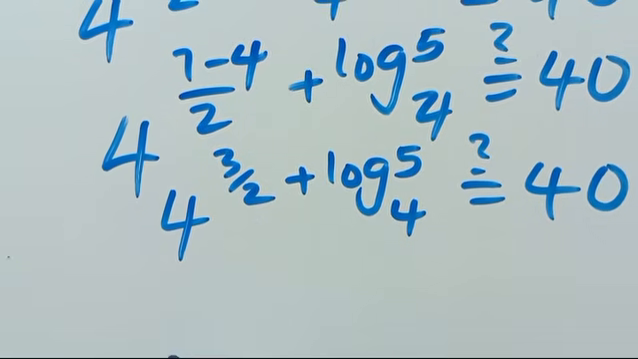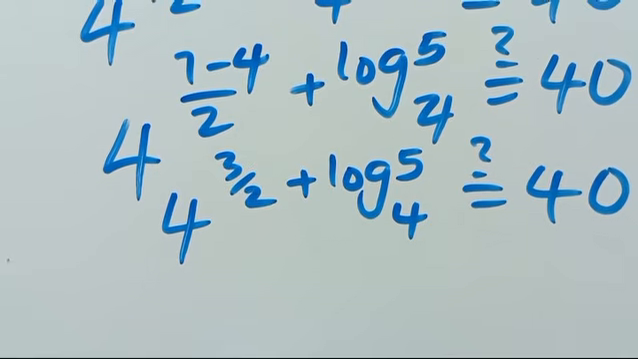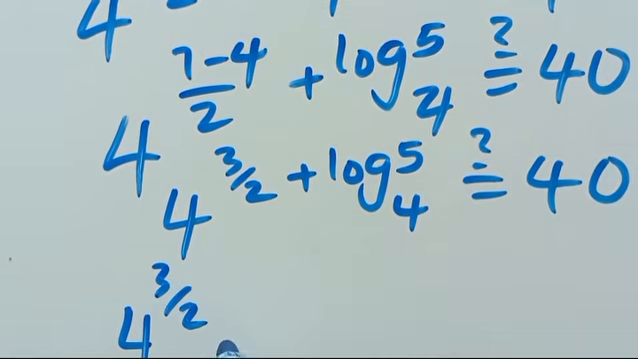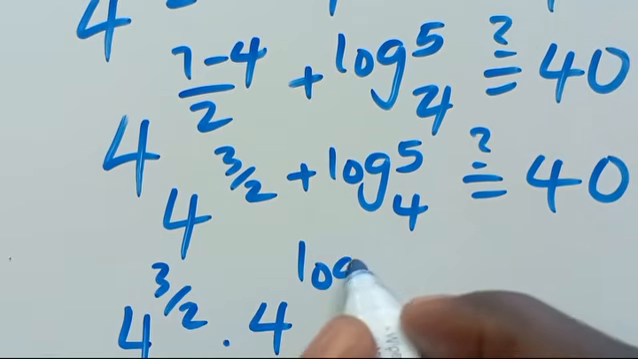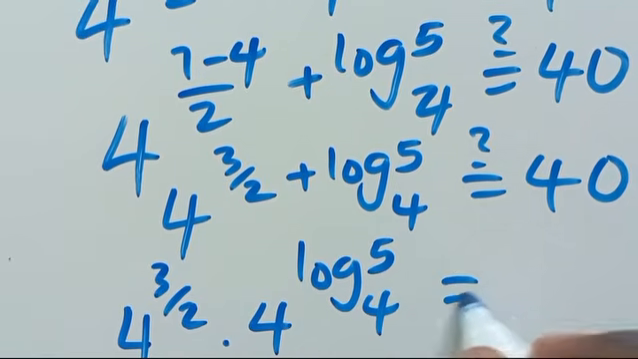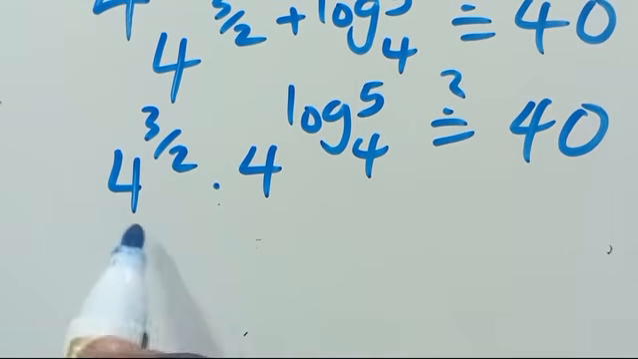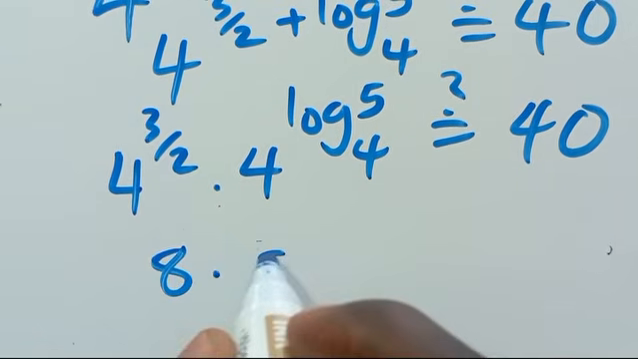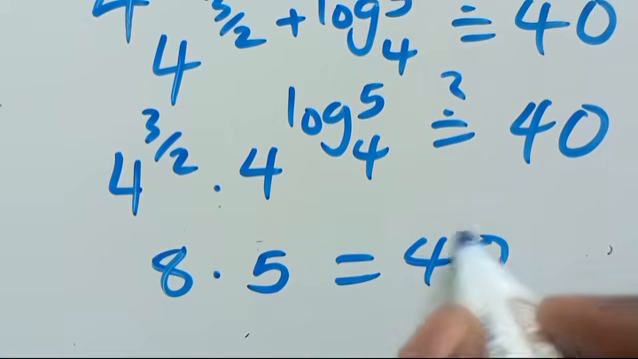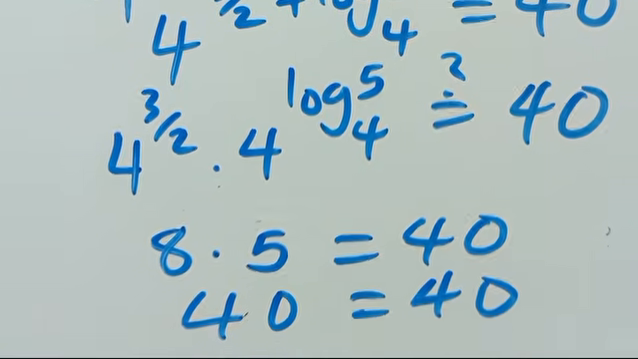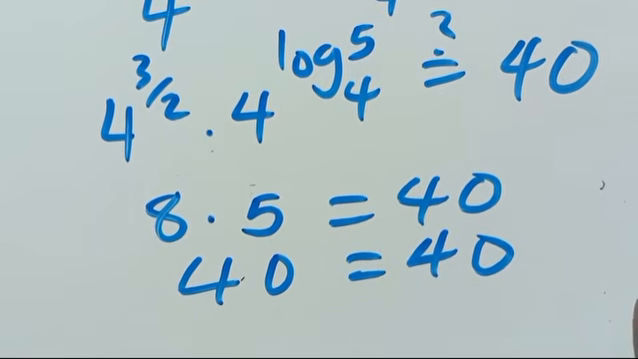This here will be 4 to the power of 3 over 2 times 4 to the power of log 5 in base 4. It's going to give us 40. This one here will give us 8. This will give us 5, equals 40. 40 equals 40.